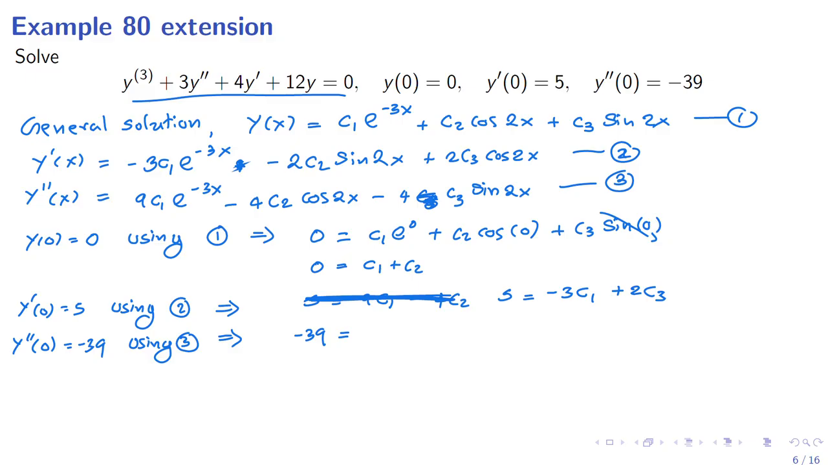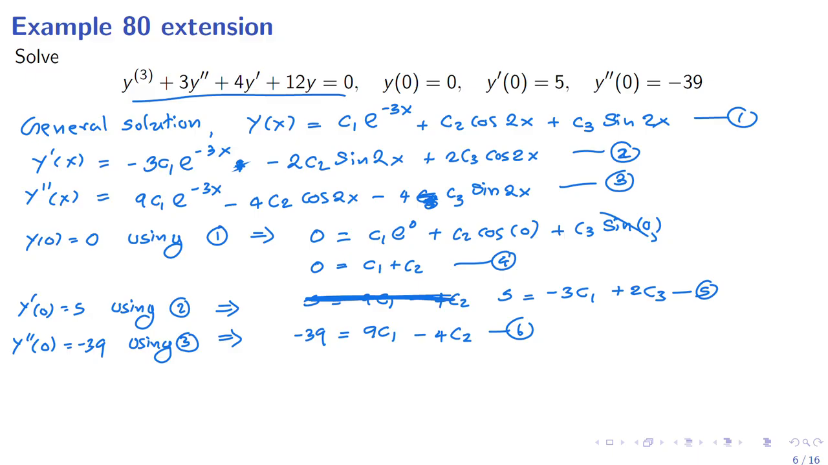Okay, the third one, y double prime of 0 is minus 39, equals 9c1, because e to the 0 is 1, the cosine term is minus 4c2, and the sine term is 0. Okay, now we get these three equations. Let me call them 4, 5, and 6. By solving 4, 5, and 6, we can find out the values of c1, c2, c3.